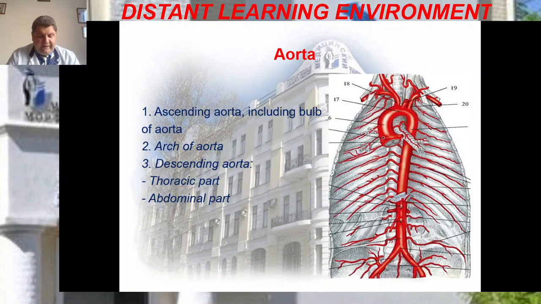As I told you, the aorta is the main arterial trunk of systemic circulation, carries blood from left ventricle of heart. So the following three sections can be distinguished, and you may see these sections on this picture. Ascending aorta begins as a marked bulbous expansion. You may see this bulbous aorta here.